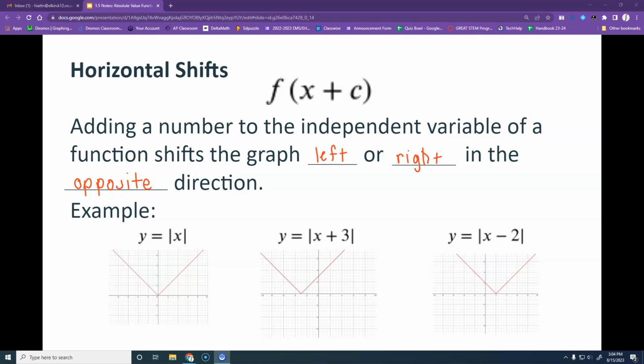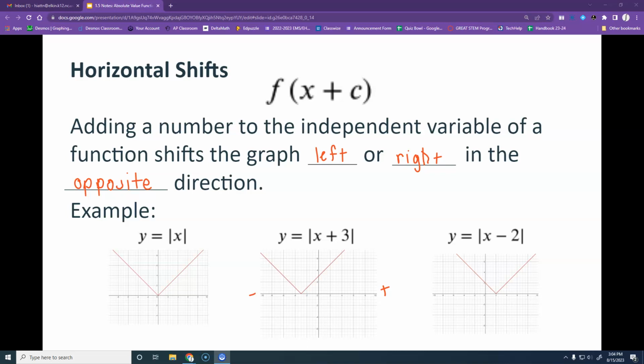which you would think would go to the right because the positive side of the x-axis is over here, the negative side of the x-axis is over here. You would think that should go to the right, but it does not. It actually makes it go to the left 3. Something similar happens over here. If I put a -2, again, you would think that would move it to the negative side, but it does not. It moves it to the right 2.